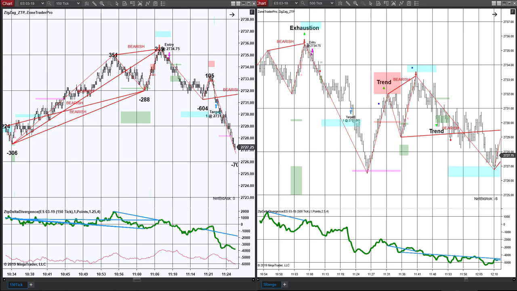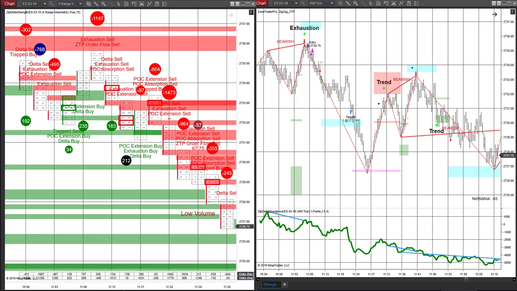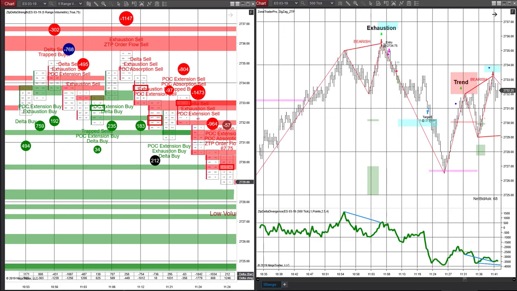And when we look at the order flow, we see that we had two of our strongest order flow signals, the exhaustion and the ZTP order flow, combined with an extremely strong delta strength of a negative 1147. The exit on this trade was 2 ticks higher than the blue zone down here, and that resulted in a profit of about 3 3/4 points.